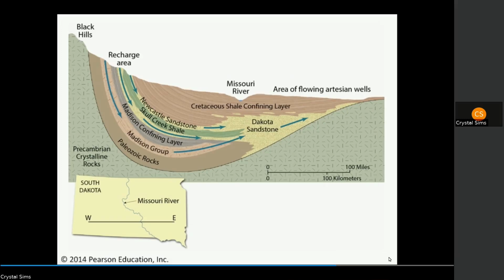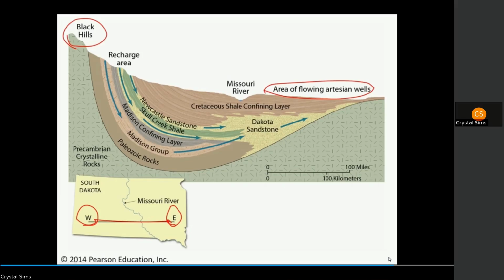Basically, we're going to take a look at a cross section from west to east across South Dakota, and you can see the Black Hills over on the left and the flat area of the Great Plains over on the right. So what we've got here is the Dakota sandstone, and this is an example of an artesian system. And basically what I'd like you to do is imagine what the pressure surface must look like in order for this area over here to be an area of flowing artesian wells.